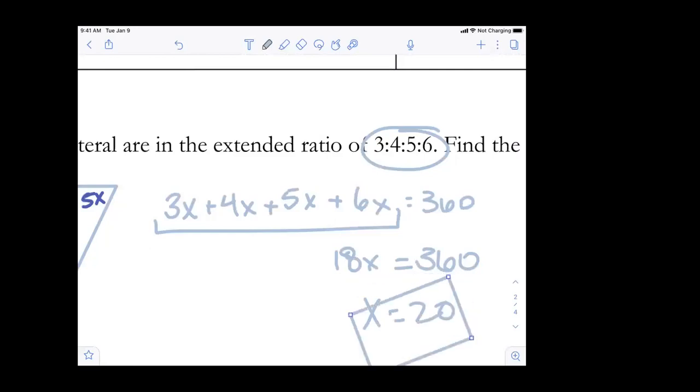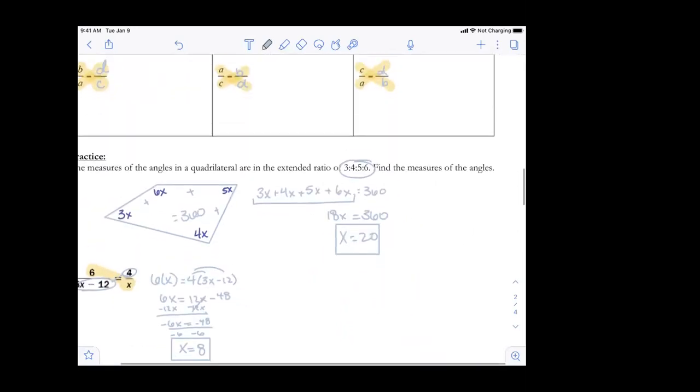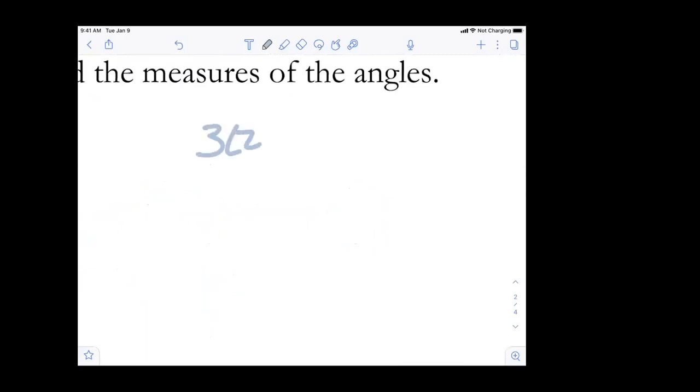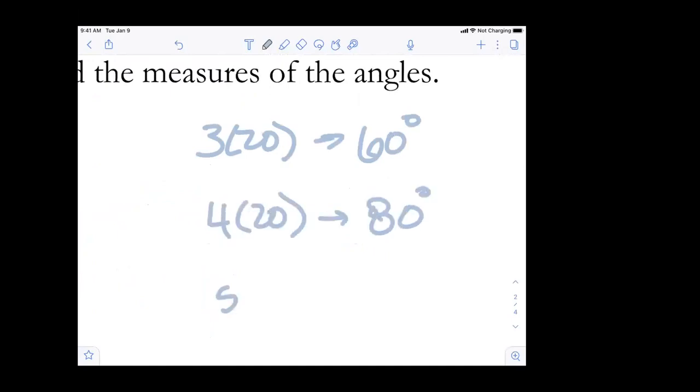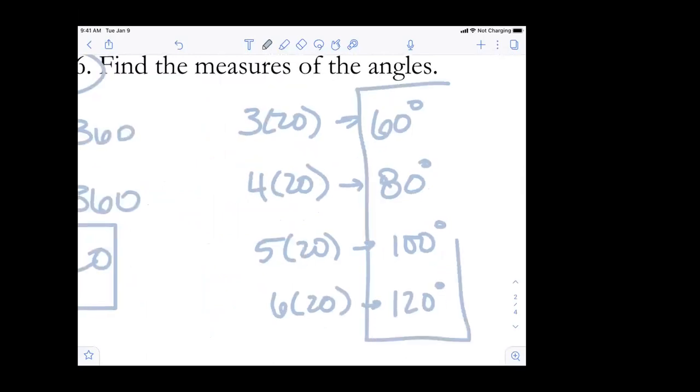Now it did not ask for x, it asked for the angles. So just because I put an x doesn't mean I'm done. Now I've got to do 3 times 20 and 4 times 20 and 5 times 20 and 6 times 20. I don't have the actual angle names, but I will just write 3 times 20 and say that's 60 degrees. And I'll do 4 times 20, which is 80 degrees. And then I'll do 5 times 20, which is 100 degrees. And then last 6 times 20 is 120 degrees. And so these are all my answers.